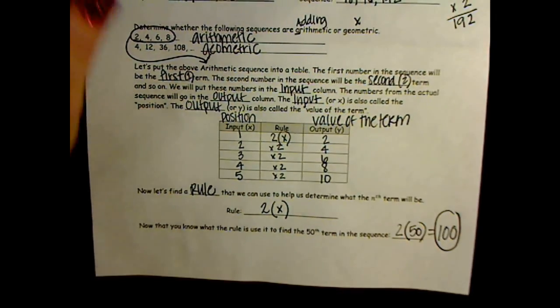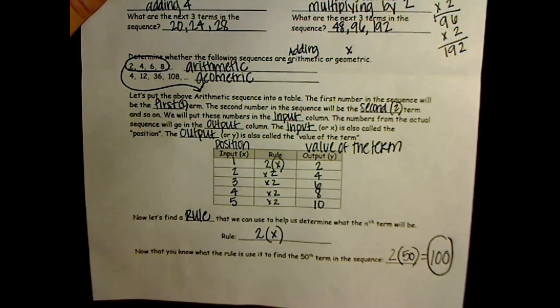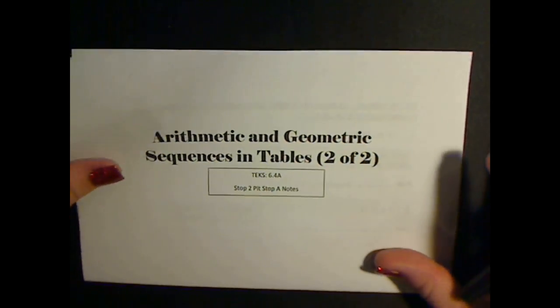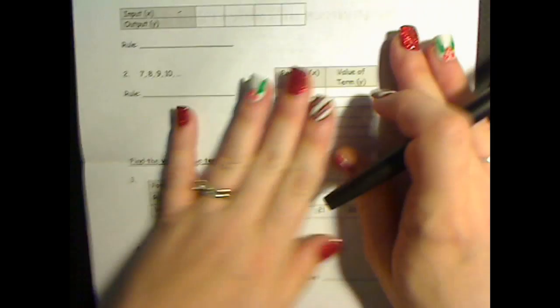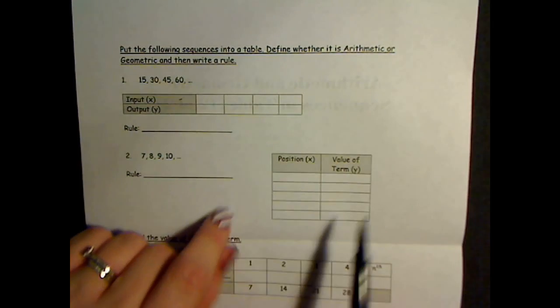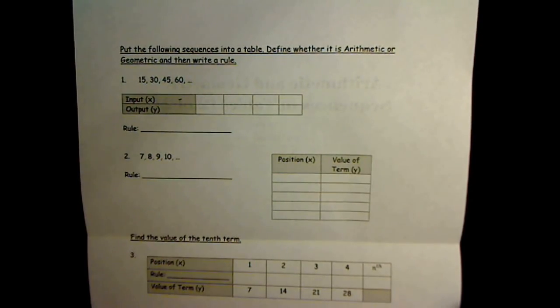Okay, so this is the first set of notes. Now let's go to the second set. Arithmetic and geometric sequences in tables. Now we're going to put them in tables. So this is notes 2 of 2 for stop 2, pit stop A. We're going to take what we just did in our last notes and apply that to different problems just to practice.